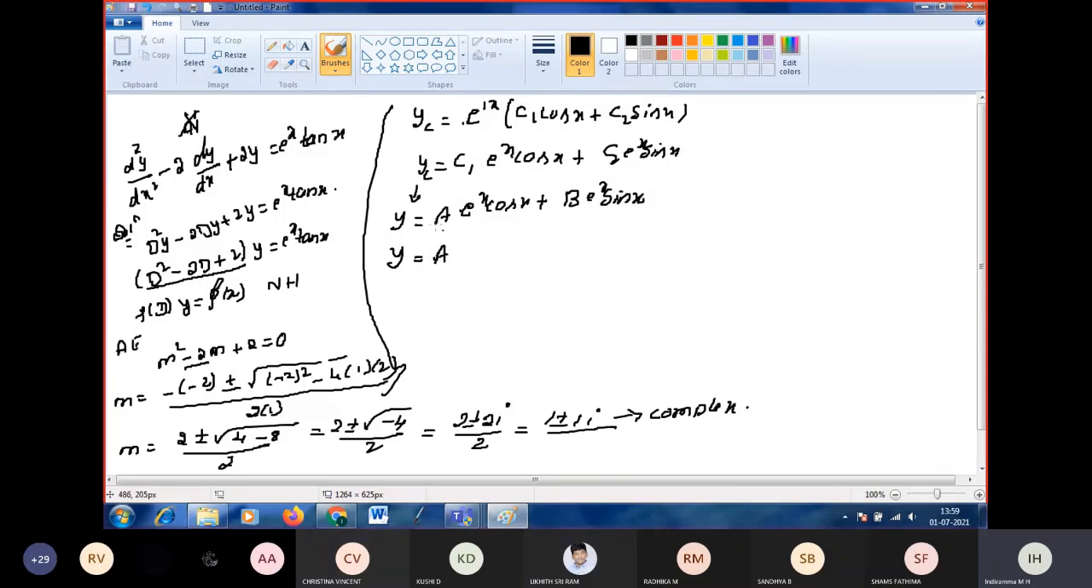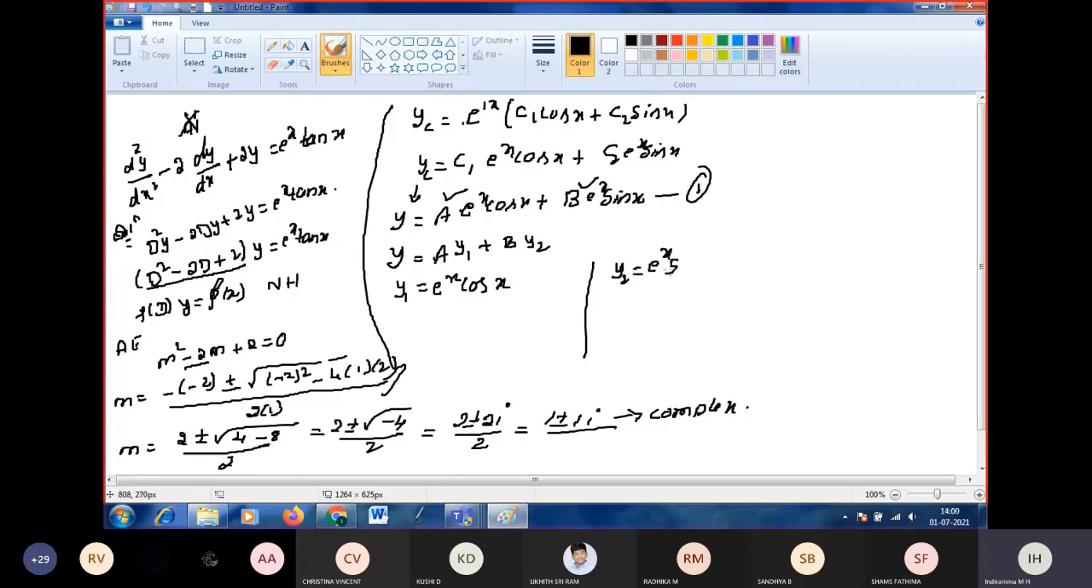So we have to compare this with the general form of the solution, y is equal to a into y1 plus b into y2. We will call this equation 1. Our aim is to find the values of a and b. So by comparing these two equations, what is y1? e power x into cos x. And what is y2?